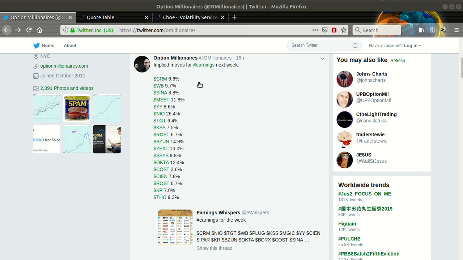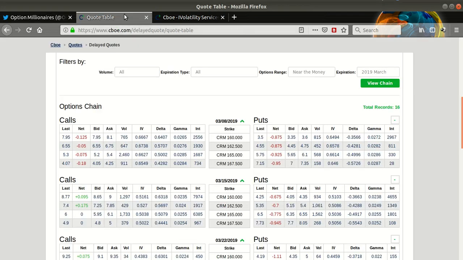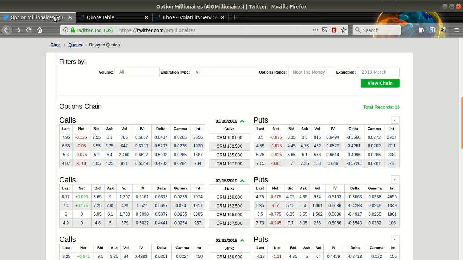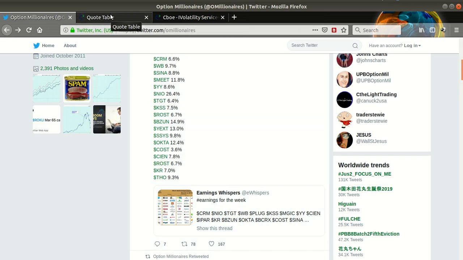So we can look at Salesforce, CRM, 6.6%. It reports Monday after the close. So this guy's getting the implied move from the at the money straddle, which we can get at the CBOE website, or any broker. I'll just use the CBOE. You can look at the at the money straddle price right here. You add up the mid market of bid and ask on the put and the mid market of bid and ask on the call, and it's going to get you to about $11.10 for the two, and that's about a 7% move or so.